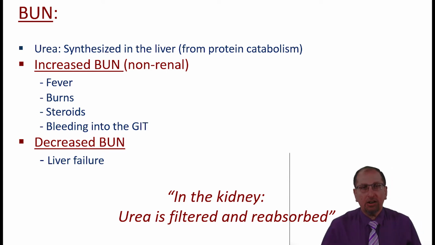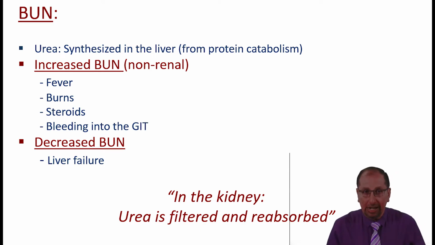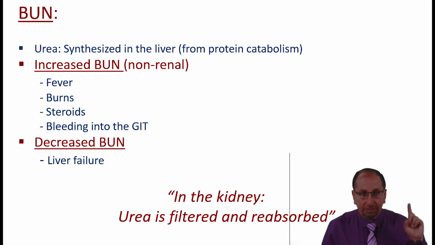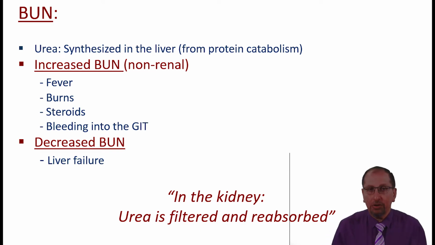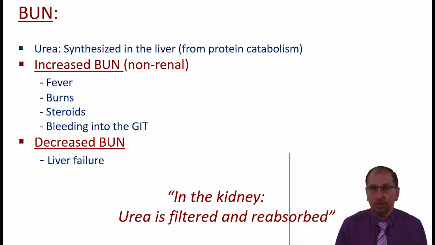So what are the conditions that will lead to elevated urea in your body other than renal failure? Fever, burn, steroids, bleeding into the GI, anything that produces too much protein catabolism will lead to elevated urea. The only condition where you get low BUN is when the factory of urea is not functioning, in liver failure. The most important thing to know about urea is that in the kidney, urea is filtered and reabsorbed.